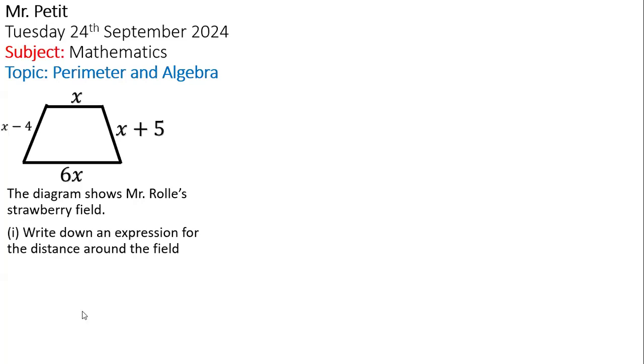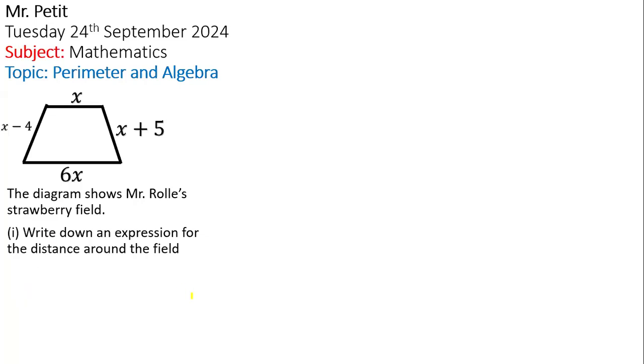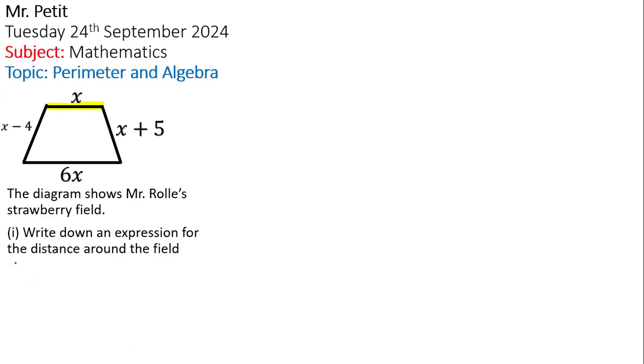Okay, so the way we are going to do this is, when they want an expression for the distance around the field, we need to go over each particular length. We're going to start off with X, although you could start off with any side. So this is going to be X.